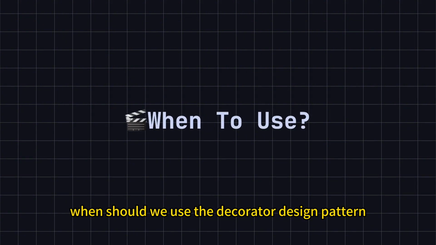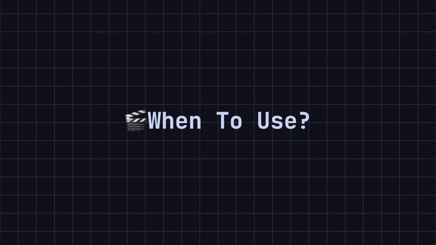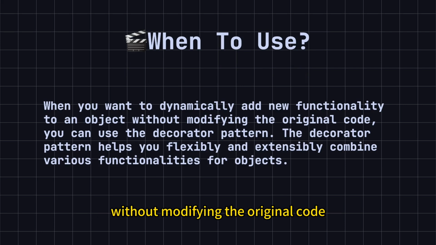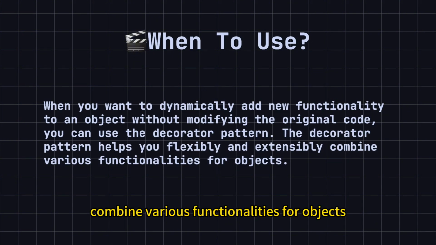When should we use the decorator design pattern? When you want to dynamically add new functionality to an object without modifying the original code, you can use the decorator pattern. The decorator pattern helps you flexibly and extensively combine various functionalities for objects.